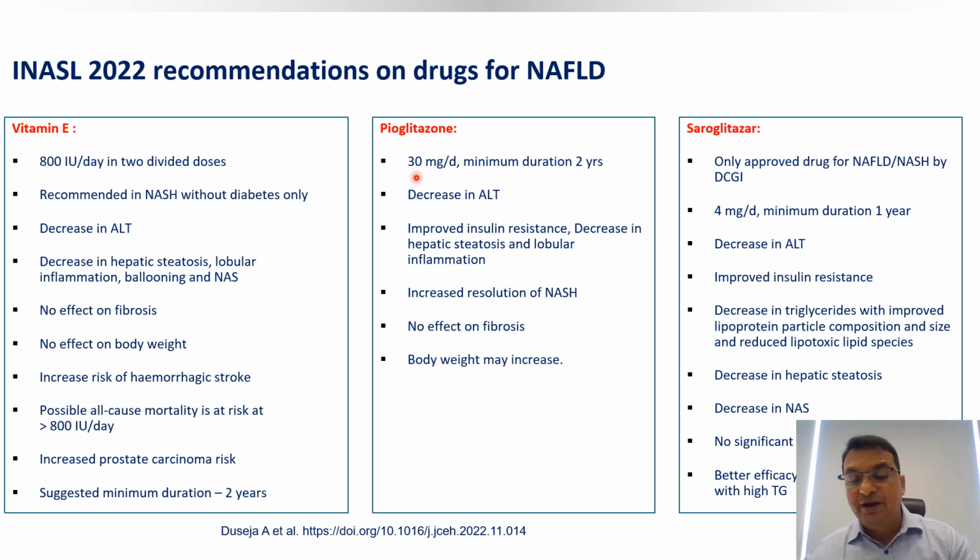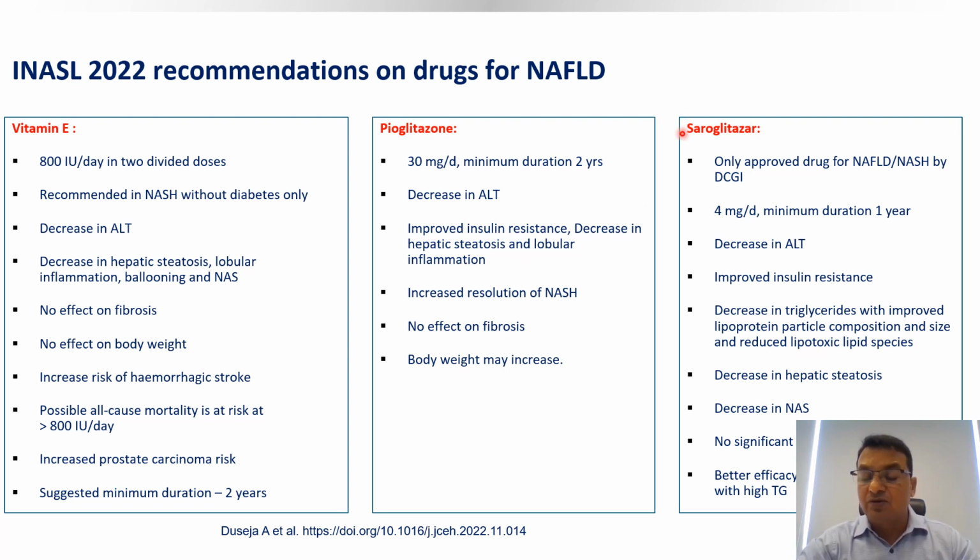Pioglitazone, the recommended dose in NAFLD and NASH, is 30 mg every day. It may be useful in case the patient is having type 2 diabetes because it is anti-diabetic and an insulin sensitizer as well. However, we need to be careful and monitor for weight gain, edema, and the risk of future cardiovascular events.